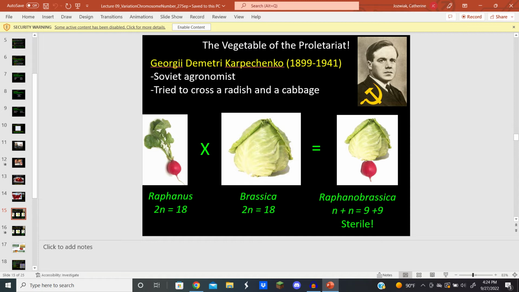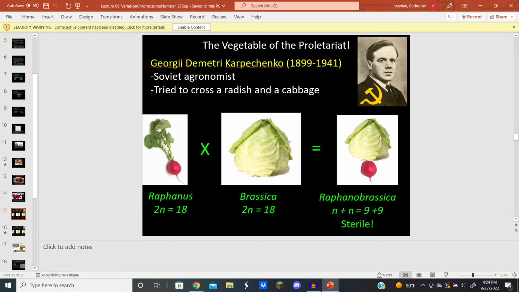So if you have 9 and 9, where the chromosomes don't match, and therefore you can't undo meiosis, that can be fixed by basically just doubling every chromosome. So if each chromosome is doubled, now it has a buddy, and so it can undergo meiosis correctly. So this spontaneous doubling of chromosomes restores fertility in otherwise sterile hybrids, which is what Karpechenko discovered.